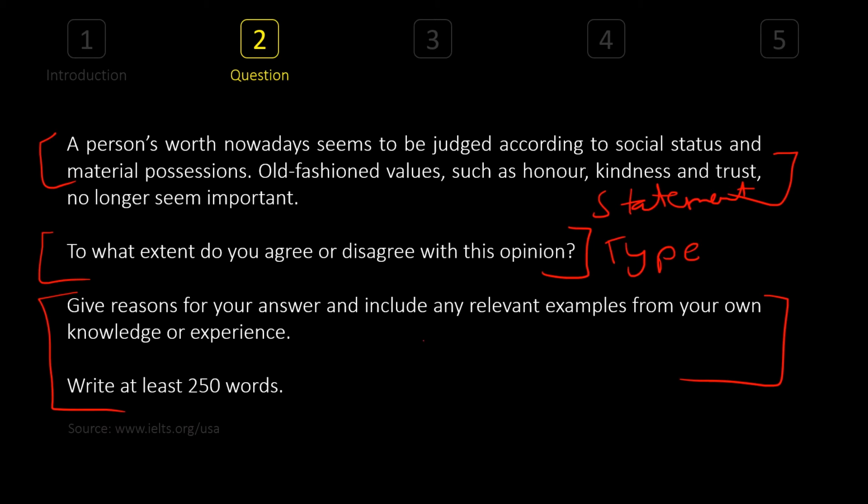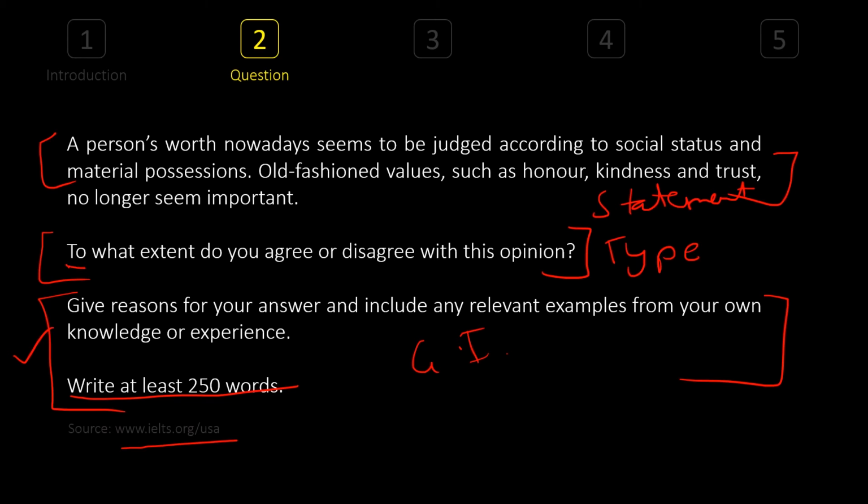The last one is always general instructions, like write at least 250 words, give reasons for your answer, and include any relevant examples from your own knowledge or experience. So this information is repeated in every question. By the way, this is taken from the IELTS.org USA website. This is an example to show you what a question looks like.